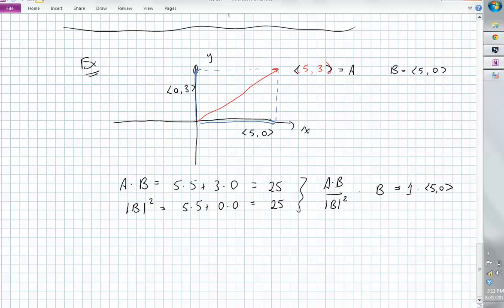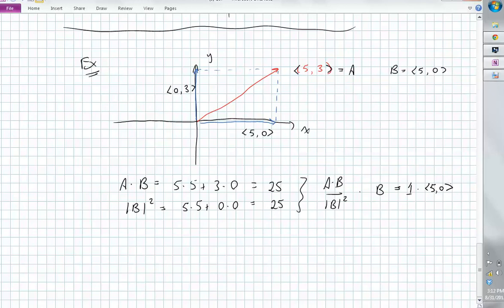The point, and the reason I didn't want to go with 1, in fact, I probably shouldn't have gone with 5 either, but that's okay. This will work with any vector B that points in the proper direction. So we could use 10, 0, or 100, 0, or 1,000, 0, or a 1, 0. And this projection will return to you 5, 0. Always going to be the same.